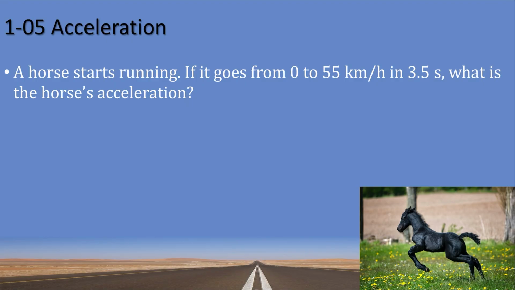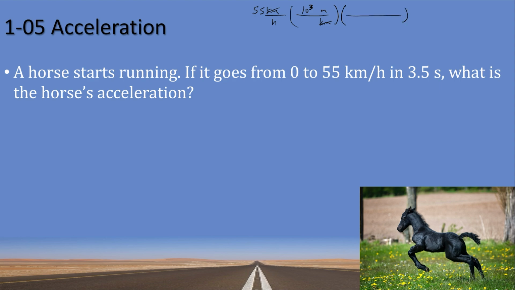A horse starts running. If it goes from 0 to 55 kilometers per hour in 3.5 seconds, what is the horse's acceleration? Well, it doesn't specify this. Let's go ahead and convert the kilometers per hour into meters per second. So 55 kilometers per hour. Kilometers is on top, so I'll put kilometers on bottom. So it cancels out. And kilo is 10 to the third. That always goes with the base unit.